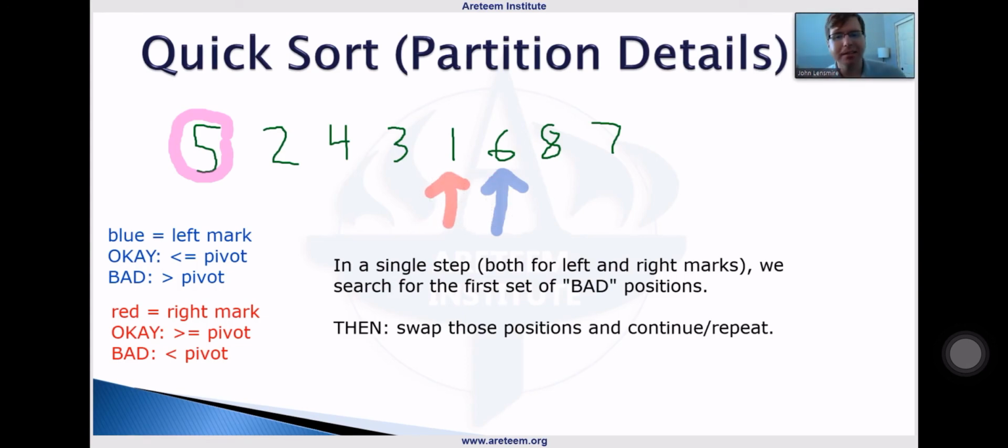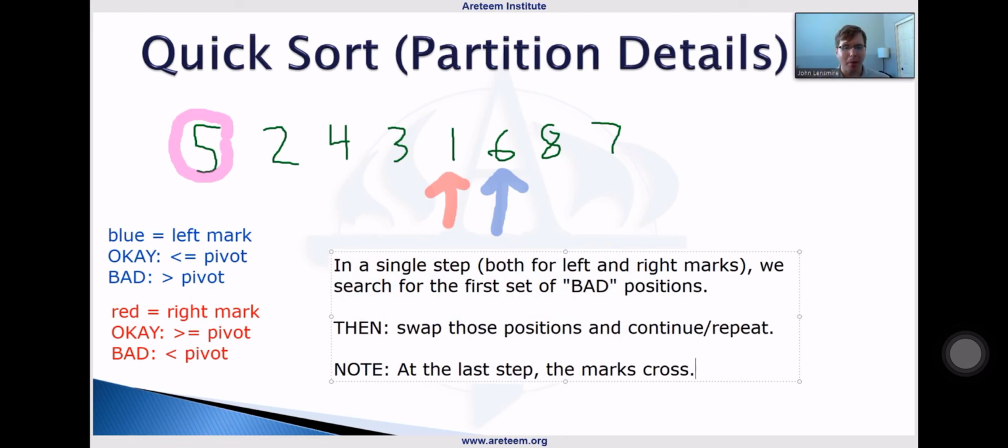Now, in our last set of bad positions here, what do we notice, right? So note, at the last step, the pivots or the marks cross. Now, what does it mean when the marks cross? Well, this means now we're done, right? At this point, we swap the right mark. So then, right, we swap the right mark with pivot, and we are done.